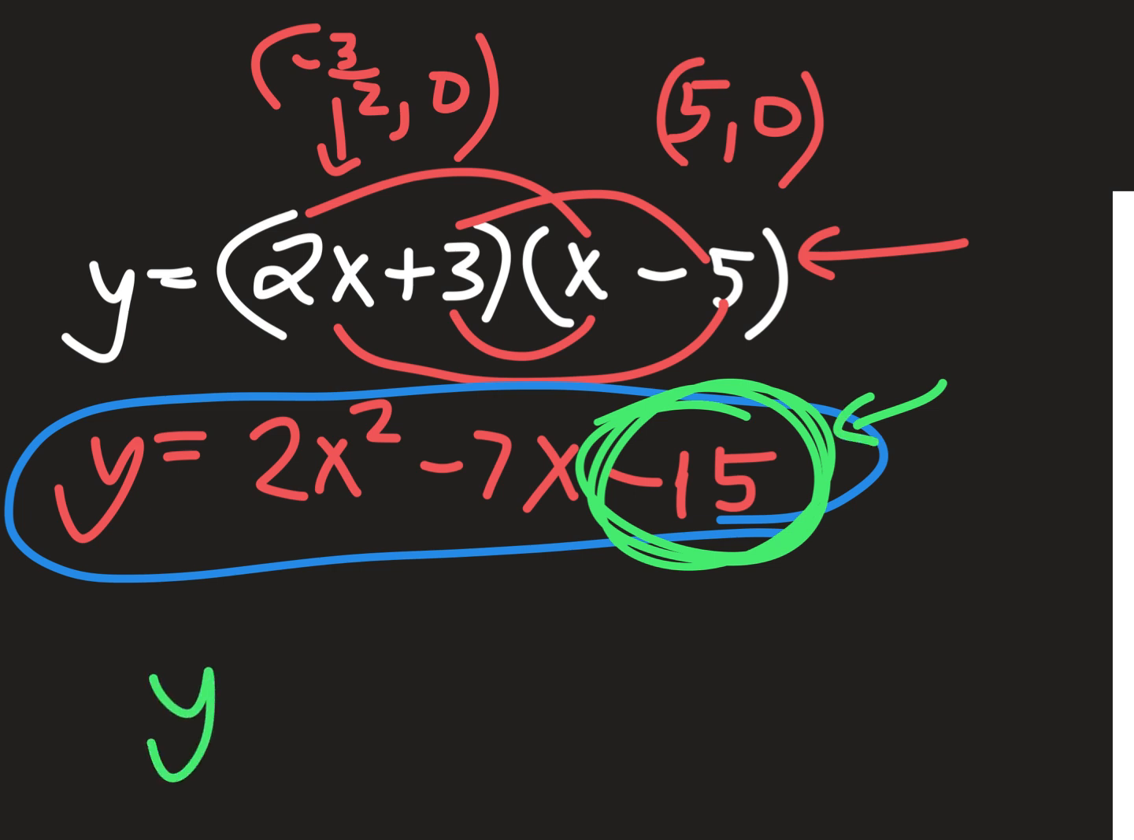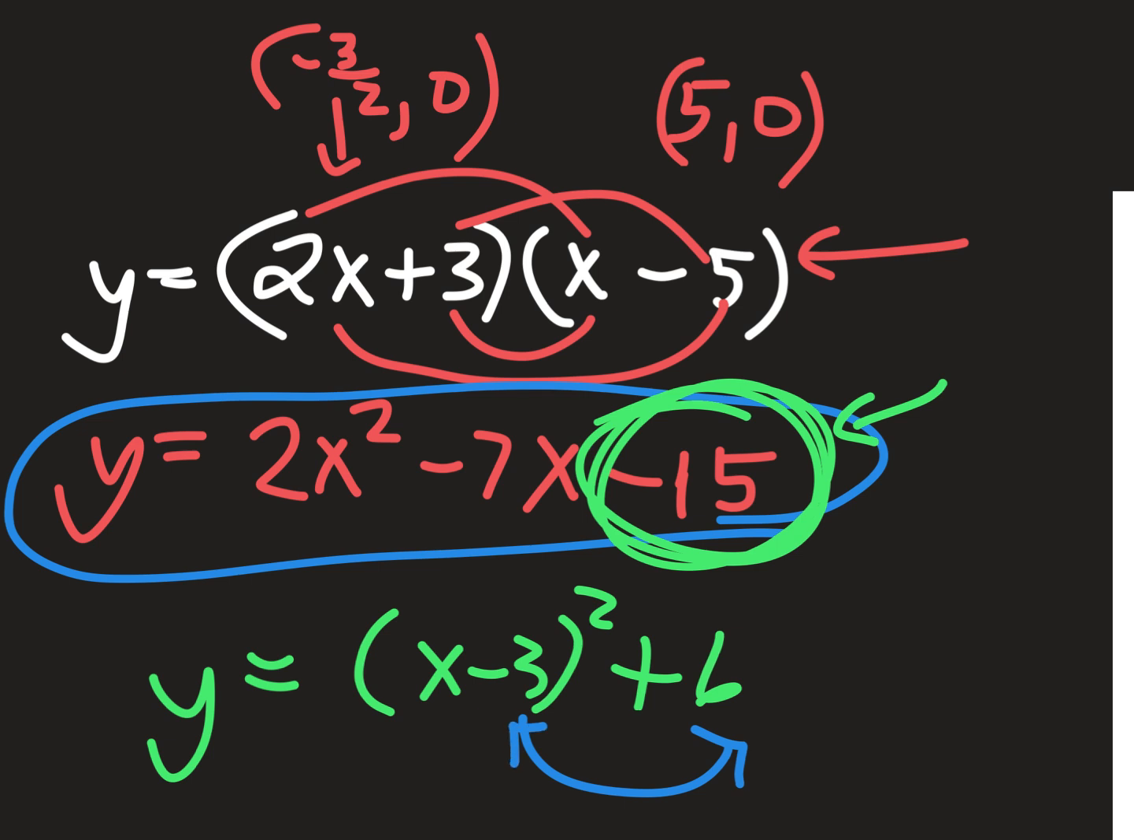And of course, vertex form is good for giving you the vertex. So don't forget that that's got the vertex built in right there. It's just not negative 3, 6, it's 3, 6. Okay, so that's what these forms are good for. All right, next thing.